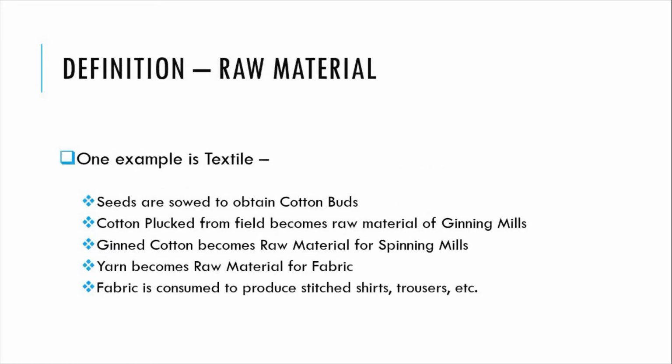Let us take the example of a textile. Seeds are sown to obtain cotton buds. Cotton plucked from the field becomes raw material of ginning mills. Ginned cotton becomes raw material for spinning mills. Yarn becomes raw material for fabric. Fabric is consumed to produce stitched shirts and trousers, which are consumable items.